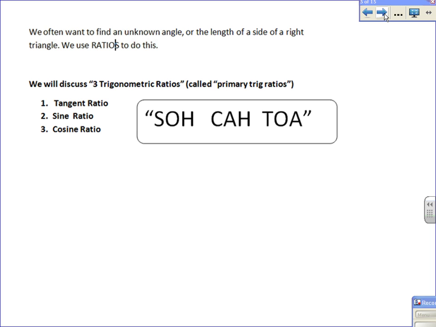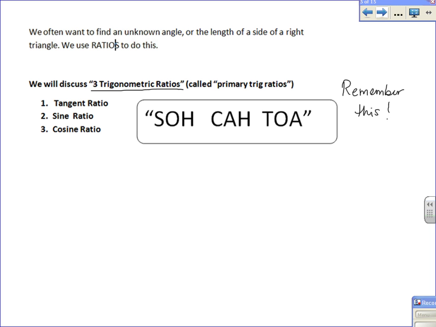In trigonometry, we're usually trying to find either an unknown angle or an unknown side length. And we use trigonometric ratios to help us figure these unknowns out. There are three trigonometric ratios that we are going to discuss in this section, called the primary trig ratios, and they are the sine, cosine, and tangent ratios. And we use a little saying here, and I'd like you to remember this saying. This is a memory trick to help you remember each one of these ratios.